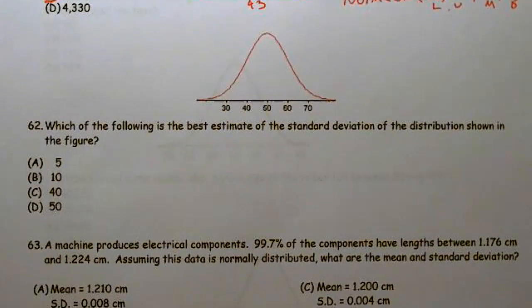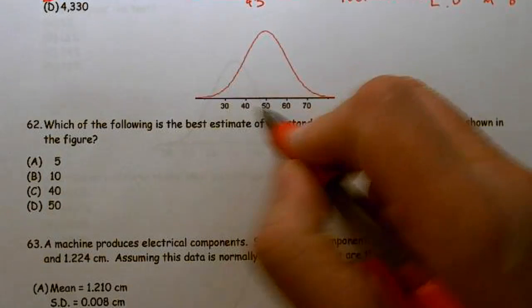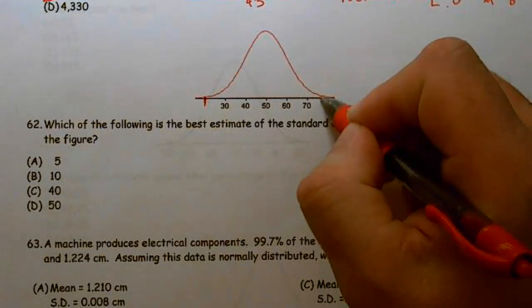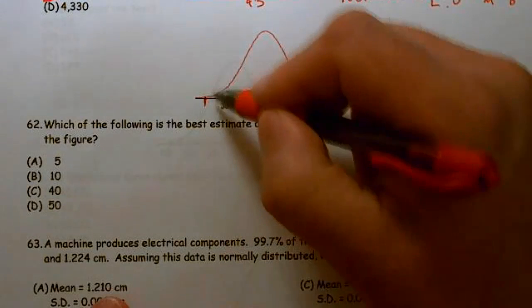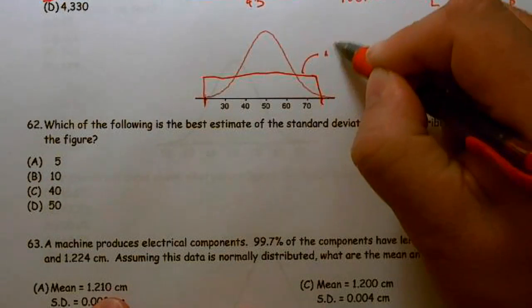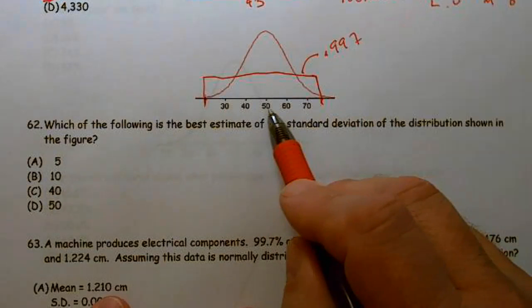Which of the following is the best estimate for the standard deviation of the distribution shown in the figure? So this looks like a normal distribution. And remember, 99.7% of the data is plus or minus 3. Well, that means how many places do I have?